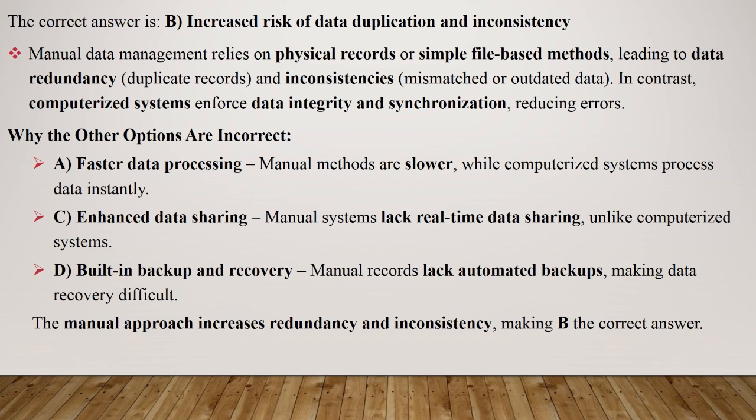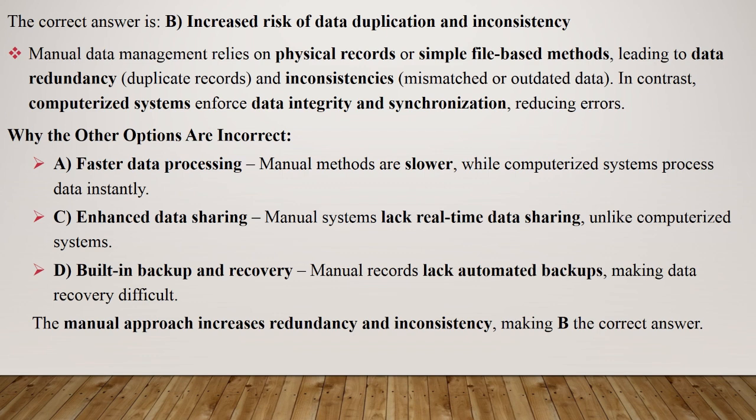A. Fast data processing. This is wrong. Manual methods are slower. But a computerized system processes data instantly. That means it immediately updates and processes everything. But fast data processing is not correct for the manual approach. Manual methods are slower.